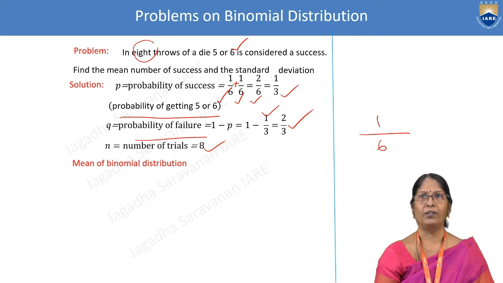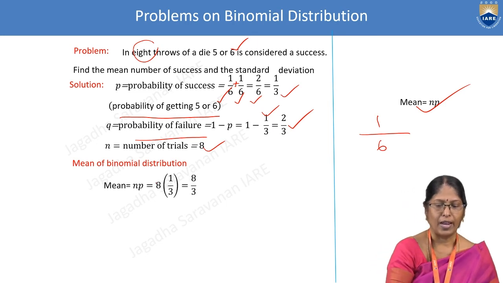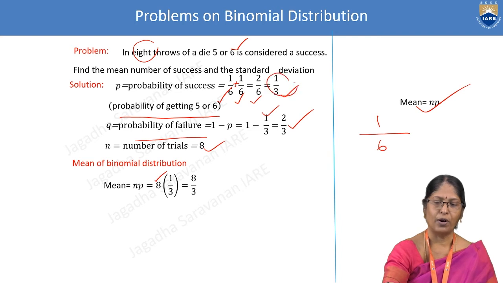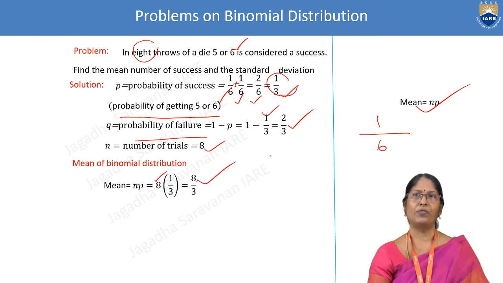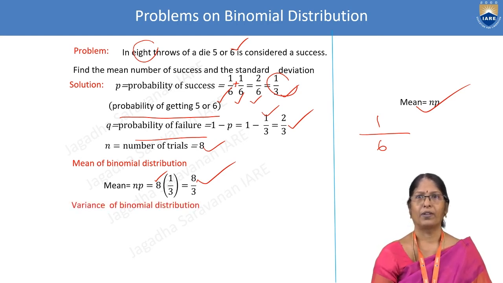Mean of the binomial distribution. The mean of the binomial distribution is NP. So N, we know, is 8. What about P? Just now we got it as 1 by 3. So we got the answer: the mean of the binomial distribution is 8 by 3.